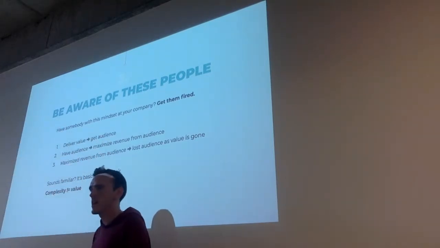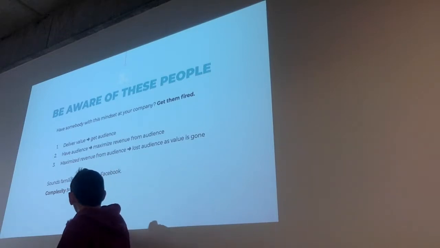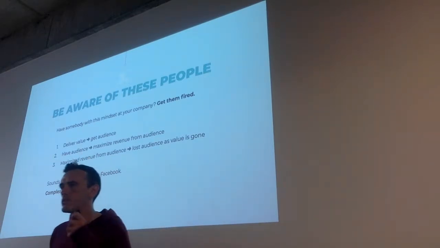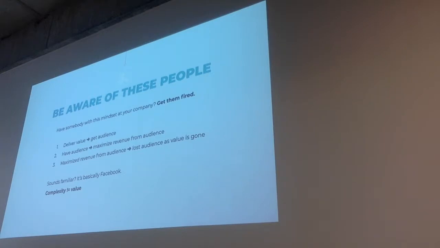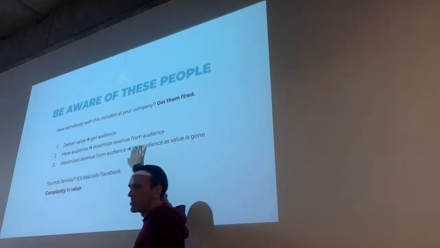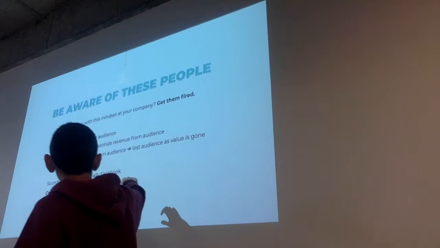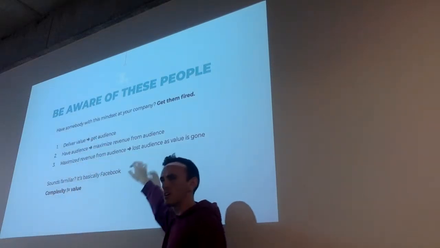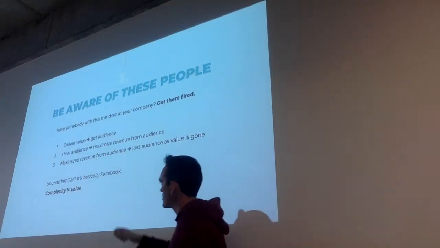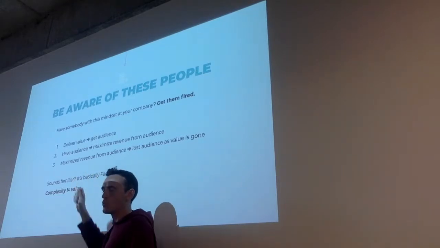And then the next step is where companies start to mess up. They go, okay, we delivered value, and we got the audience, so what do we do next? Well, now we have a huge audience. Let's see how we can maximize revenue from this audience. And then once they've maximized revenue from the audience, they lose the audience because the value is gone. So this is the kind of systematic thinking that just leads to really poor product.